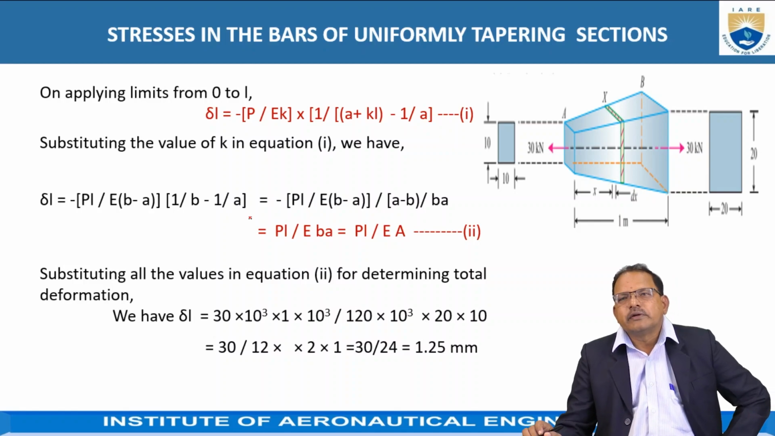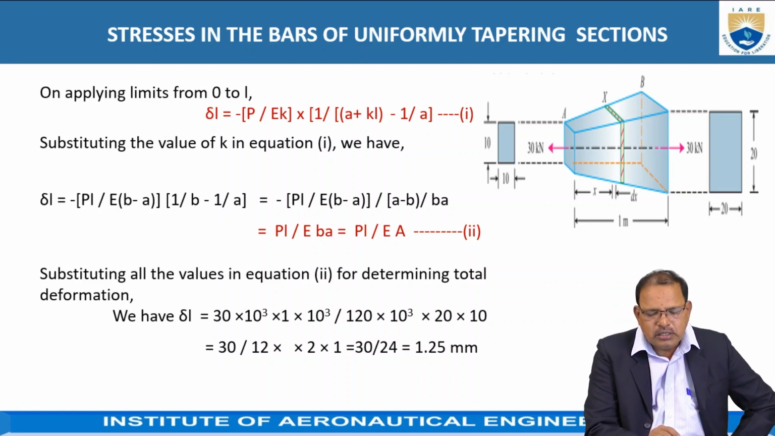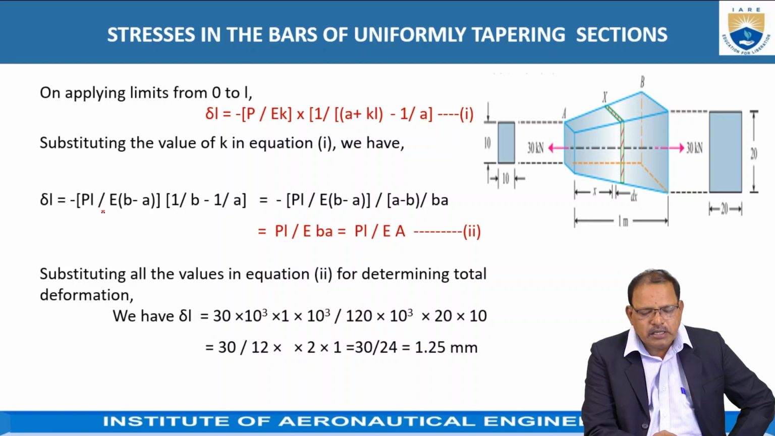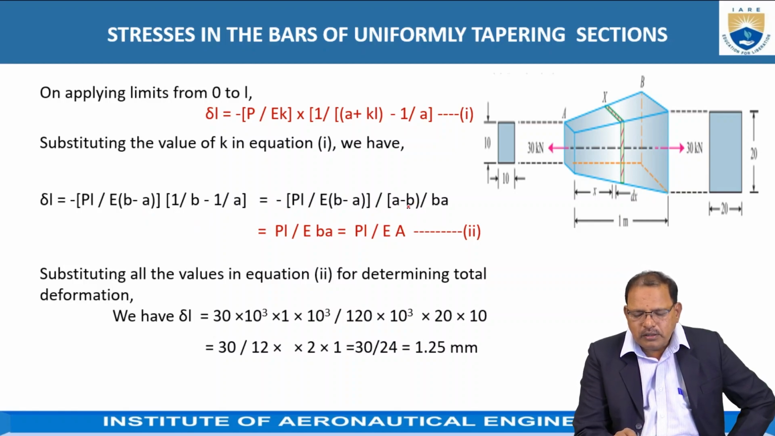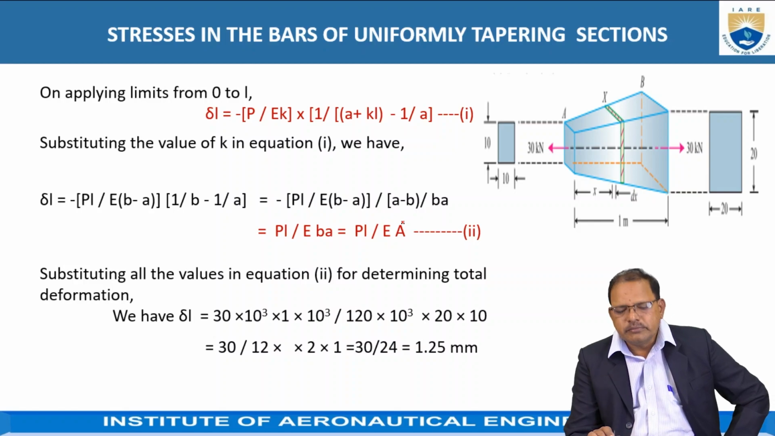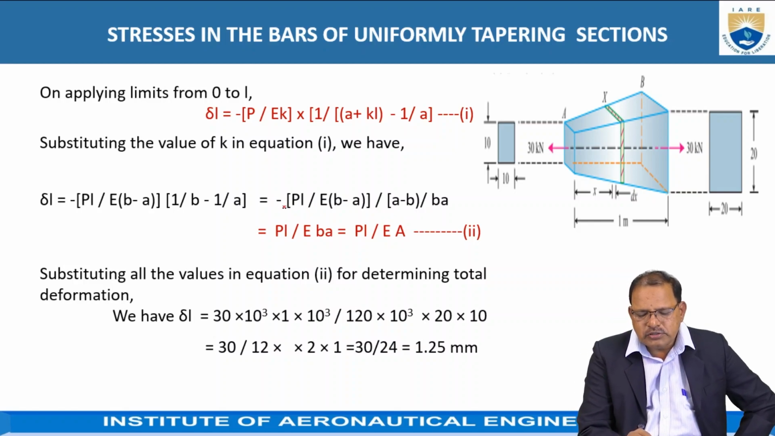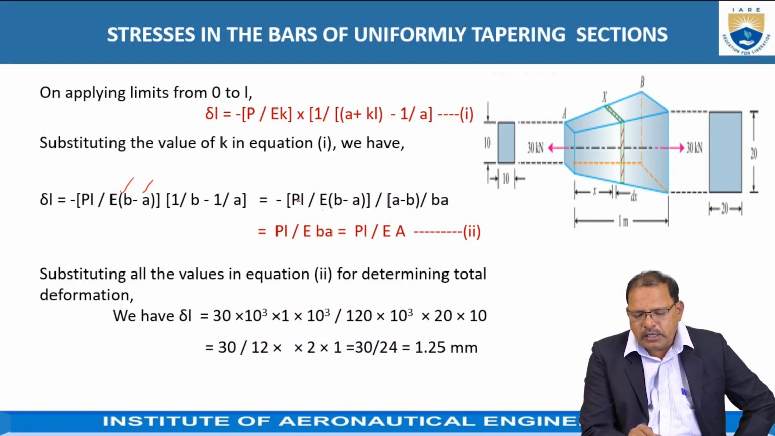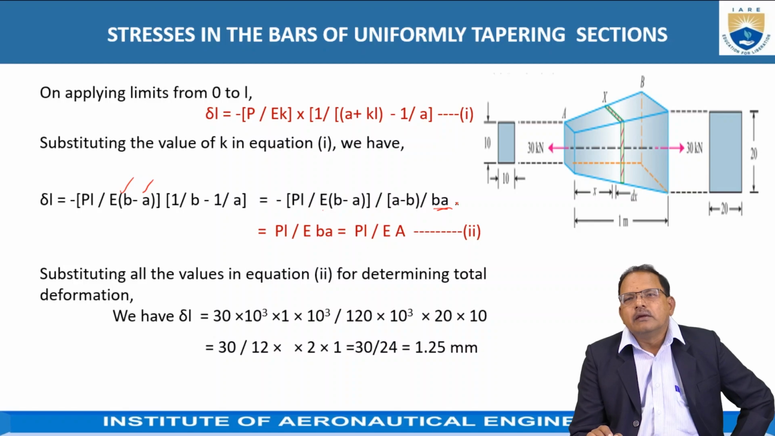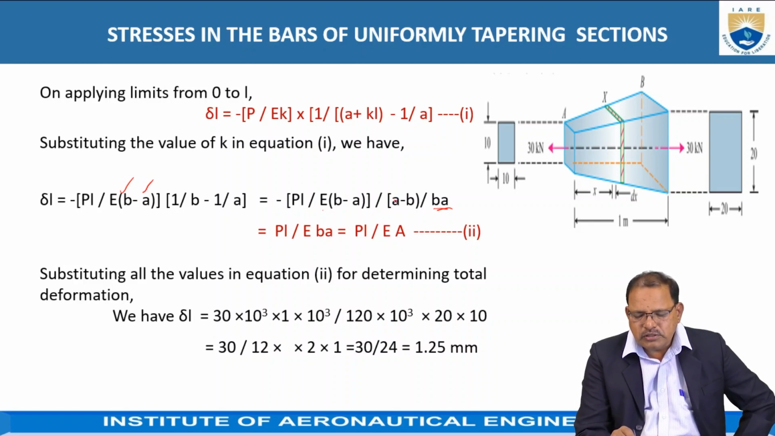So substitute the values of K in the equation now. We got delta L is equal to minus P by L divided by E into B minus A divided by 1 by B minus 1 by A. Here the LCM is nothing but A cross B. This value is equal to minus of PL divided by E into B minus A, where 1 by B, 1 by A is there. Here AB is representing the LCM, which is equal to A minus B.